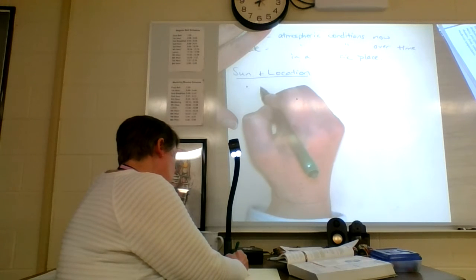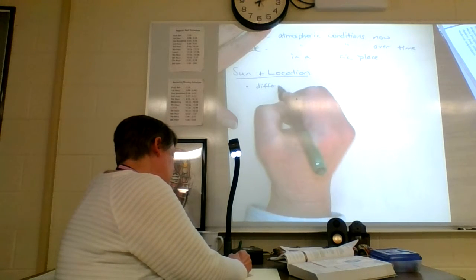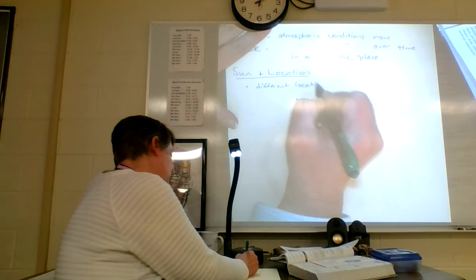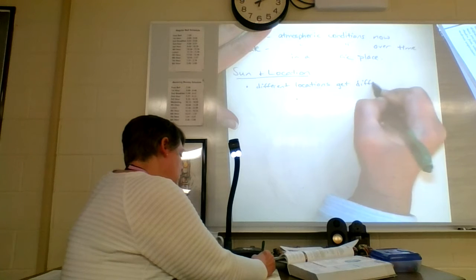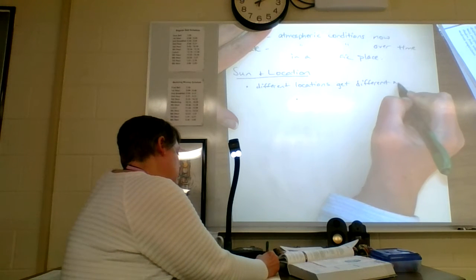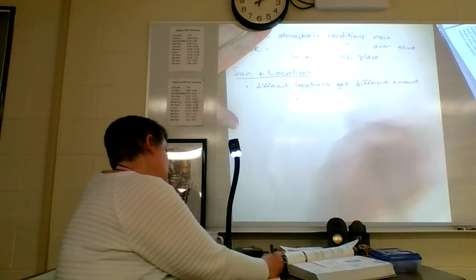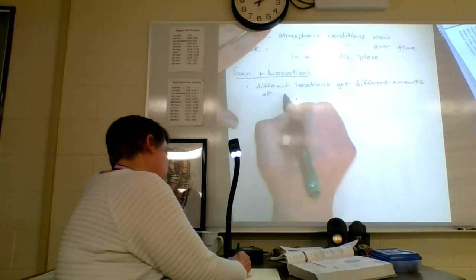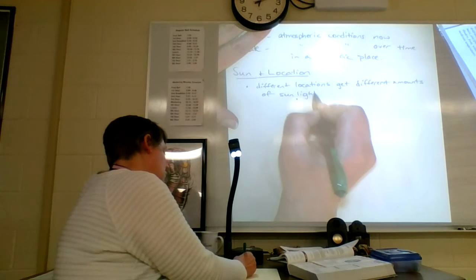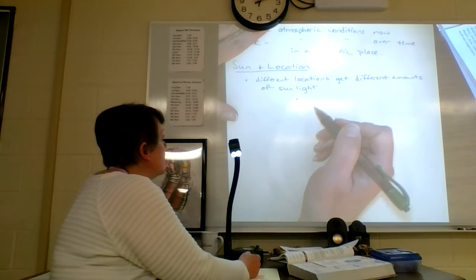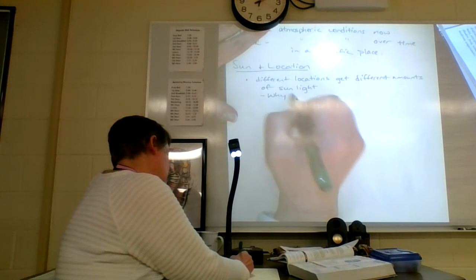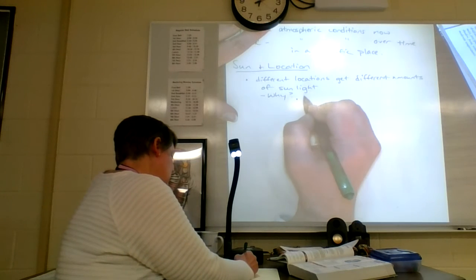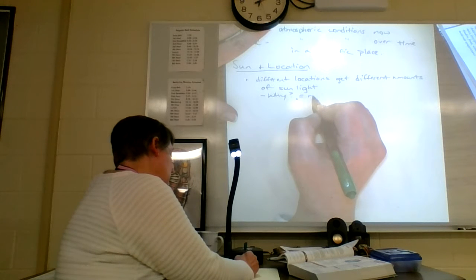Wait, hold on, let me look at it. What about different locations get what? Different amounts. Different amounts of what? Sunlight. There you go. Amounts of sunlight. I might even put why. And then Dixon said because of the rotation, axis, tilt.